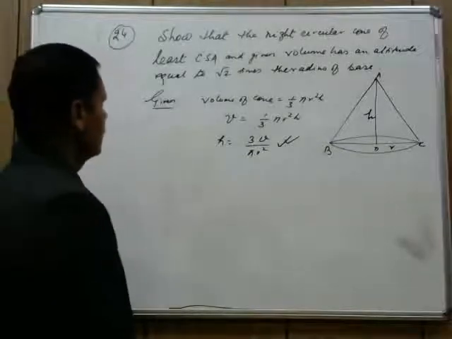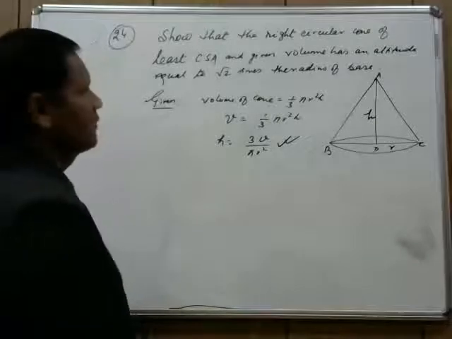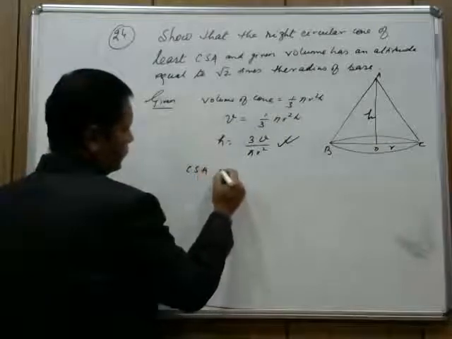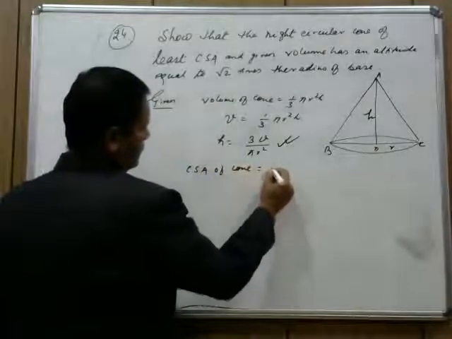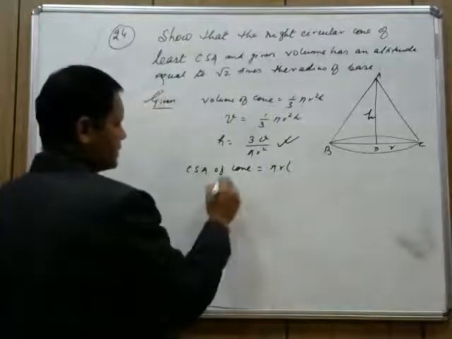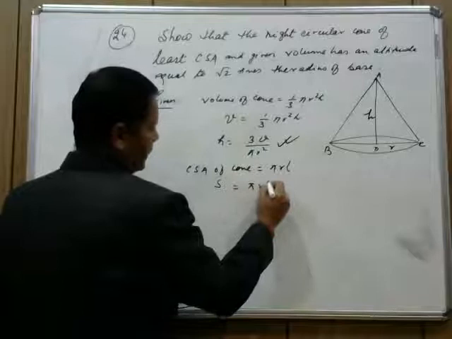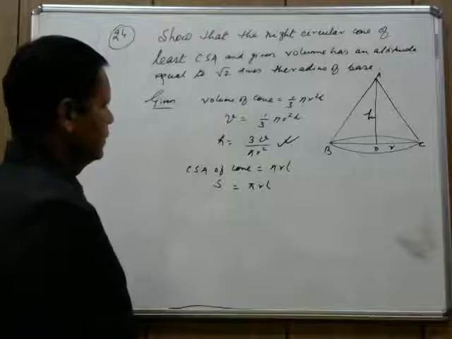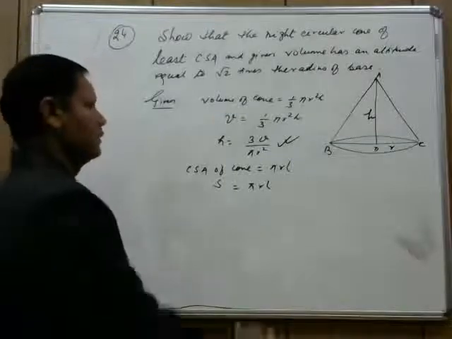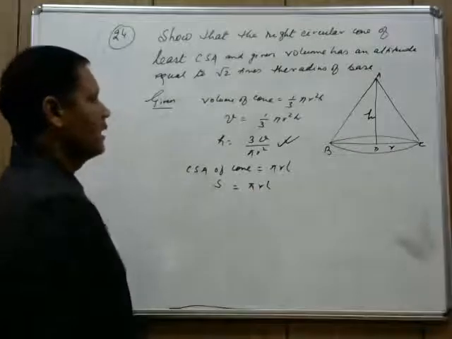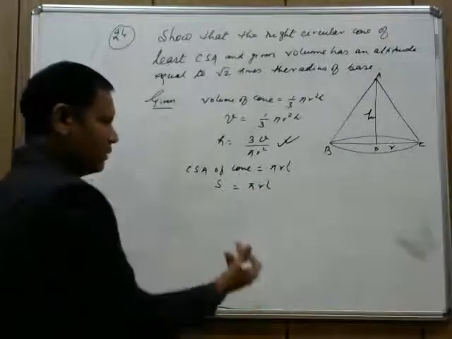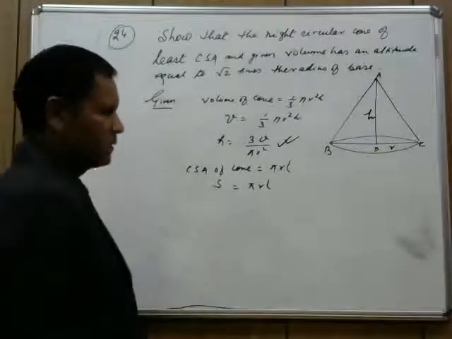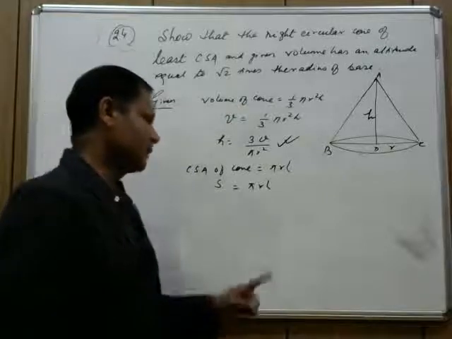Right? Now, the least curved surface area. We know that the curved surface area CSA of cone is equal to pi r L. I'll use here this CSA, S is equal to pi r L. Now I have to write the value of L in terms of r and h. So now here onwards it depends on the students, depends on the teacher, depends on the person who is solving this.